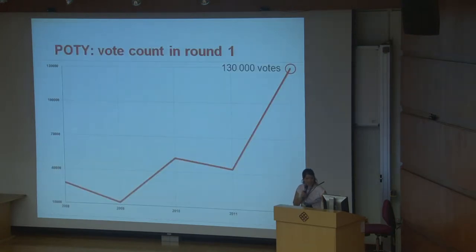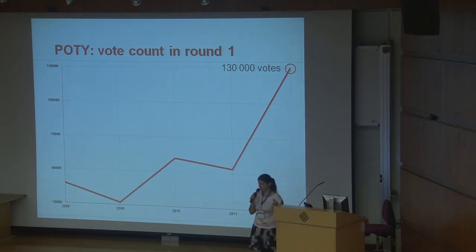That's the vote count in round one. Remember that you can vote for more than one picture in round one, so it's not the number of people voting, it's the number of votes. You can see that 2010 was the first time we tried a script. We have a script for picture of the year now, and 2010 was the first time we tried it. In 2011, the guy who actually ran the script was offline, so we had a problem. And that's last year.